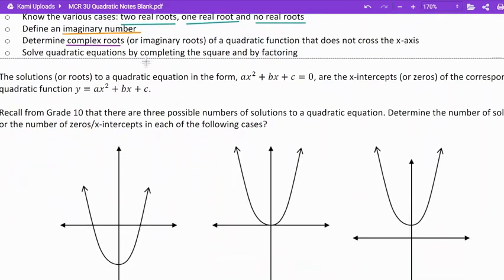The solutions or roots to a quadratic equation in the form are the x-intercepts or zeros of the corresponding quadratic function. Whoa, let's break that up. Okay, when I have an equation like this, is it a function, meaning you could draw it, you can graph it? Okay?